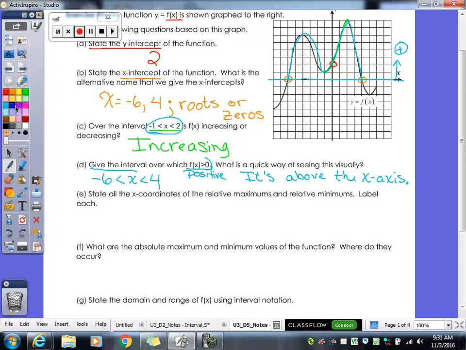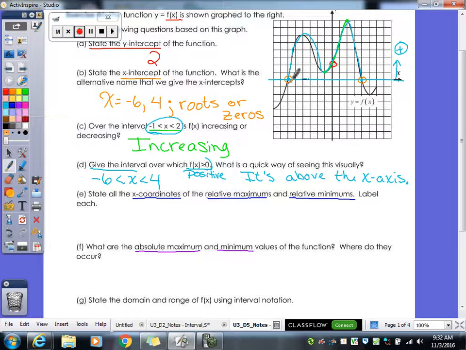Okay, next part, Part E. State all the x-coordinates of the relative maximums and relative minimums. Label each. This is something I know we talked a little bit about in 9th grade, but we didn't specifically talk about it too much. We have our relative maximums, and if you look at the next question, it's talking about absolute maximums and absolute minimums. So relative maximums just means that there's a point where the graph gets higher and then goes back down, but it's not the absolute highest it can possibly go.